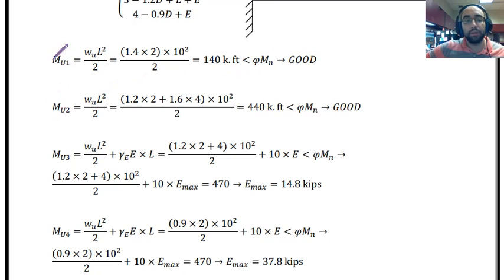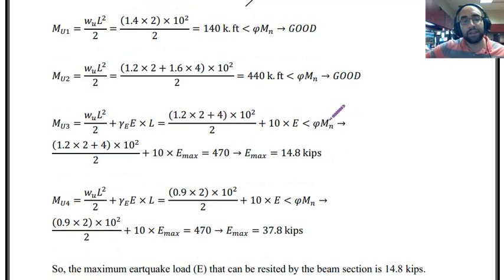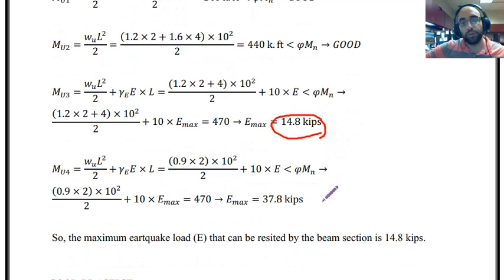So based on the gravity load combinations, we could see the section has enough strength for gravity loads. And based on the last two load combinations, we could find two values as the maximum earthquake load: 14.8 kips and 37.8 kips. Which one should be the value to finally specify as the maximum possible earthquake load on this beam? Looking at these two values, that is definitely 14.8 kips, right?